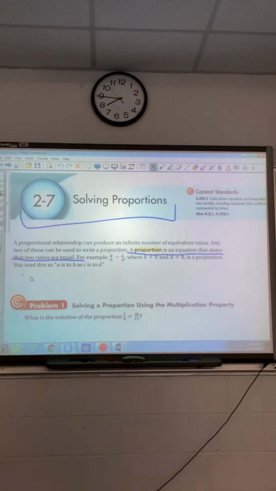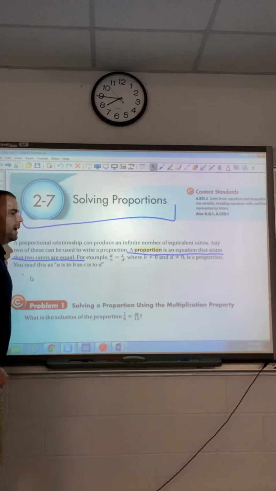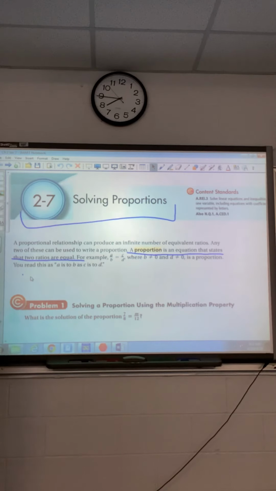All right, got that written? Out of everything I teach you, out of everything you learn as a freshman, solving proportions might be the most useful thing that you'll ever learn. I use these all the time. I can't honestly say that I graph quadratics every day of my life, but solving proportions is definitely something that can help you.